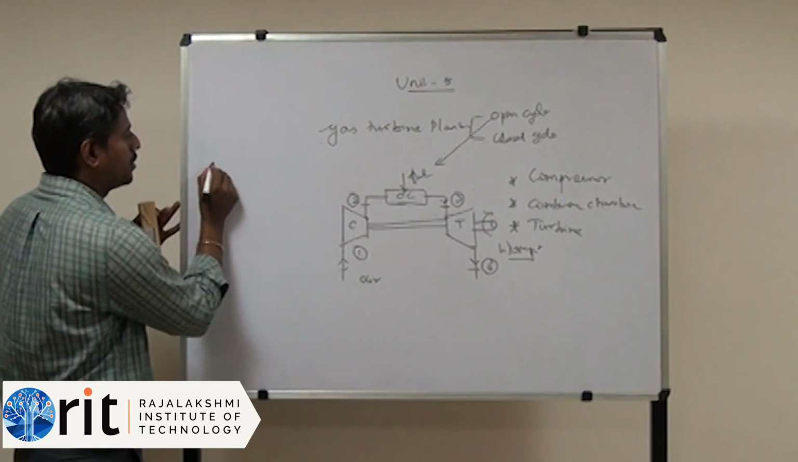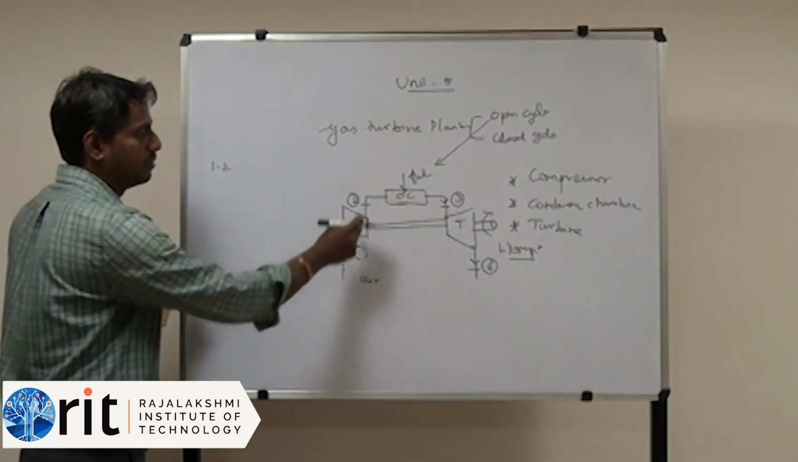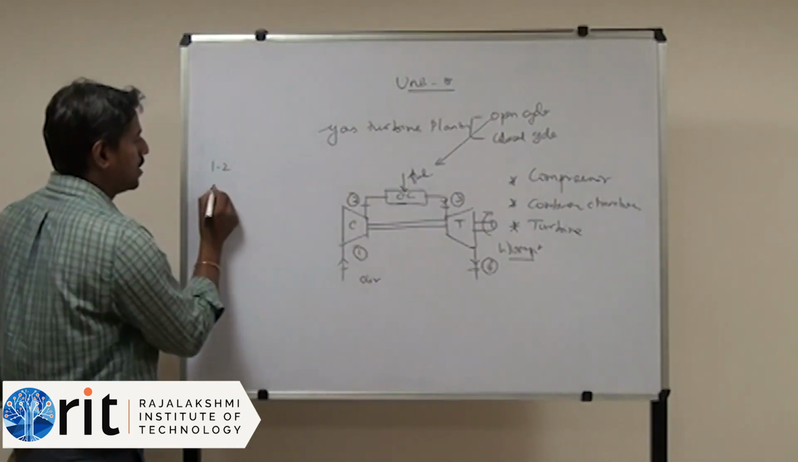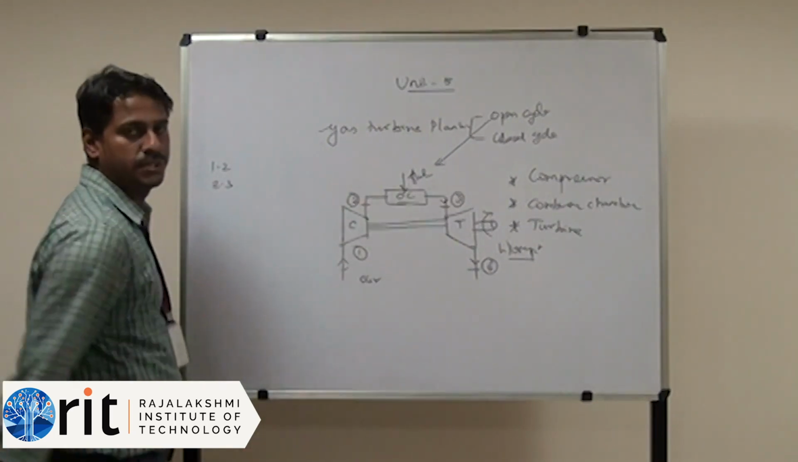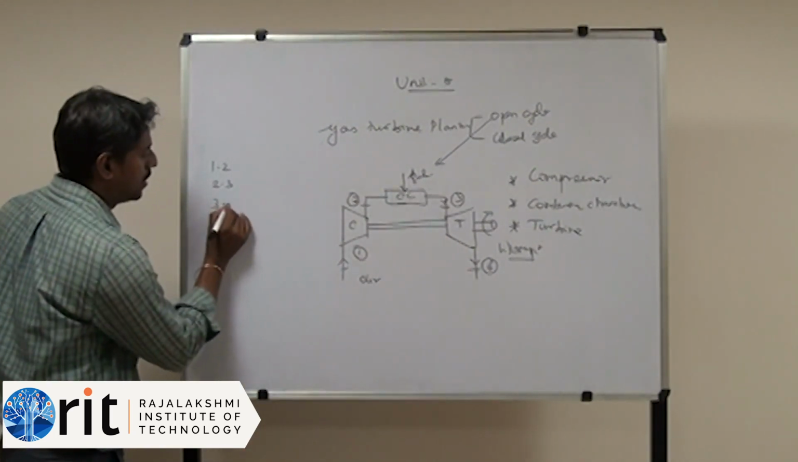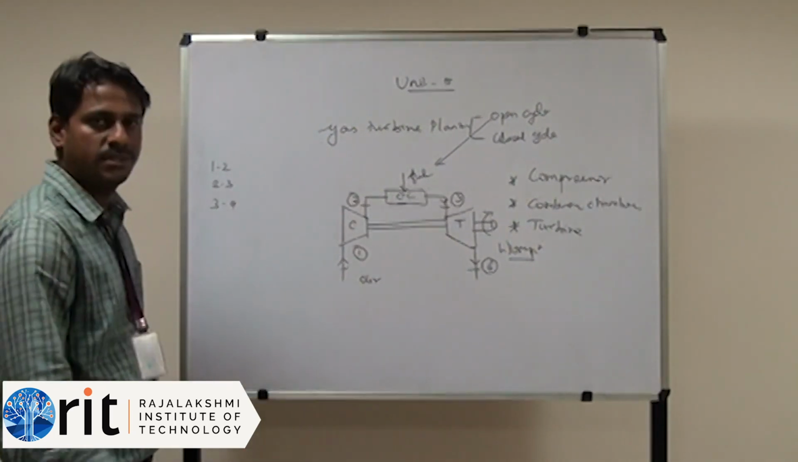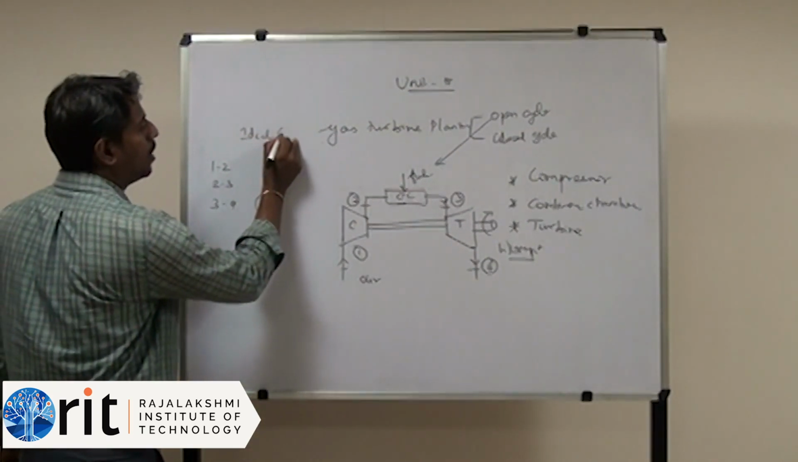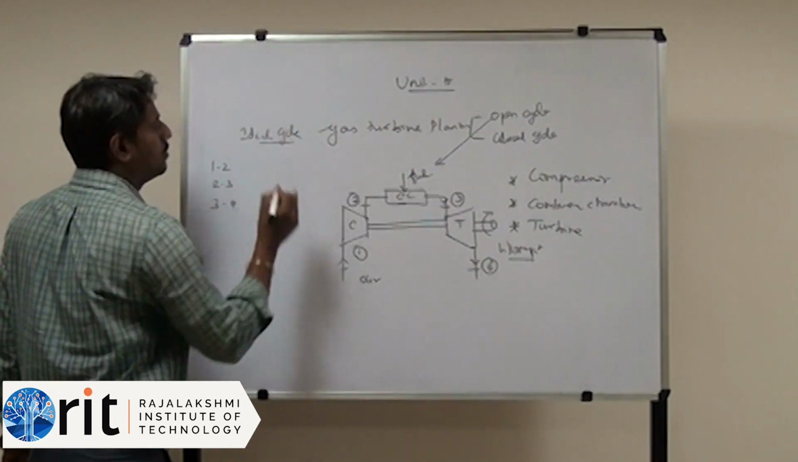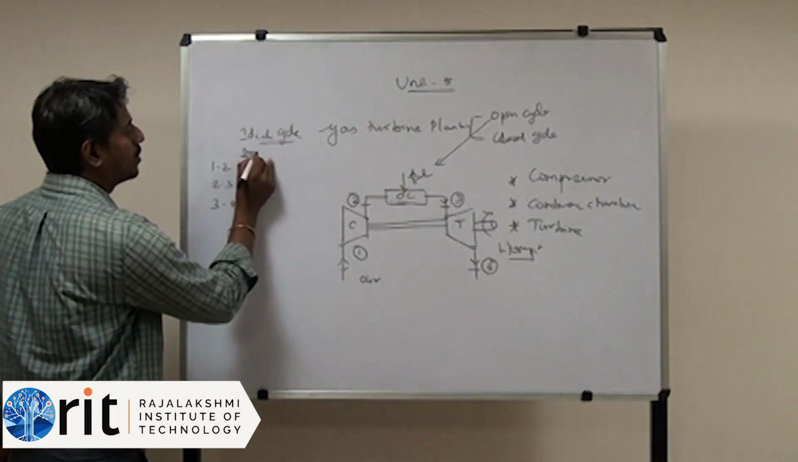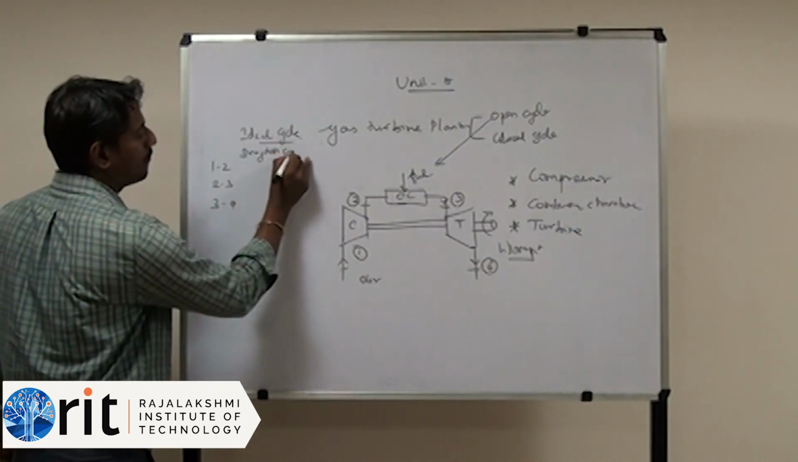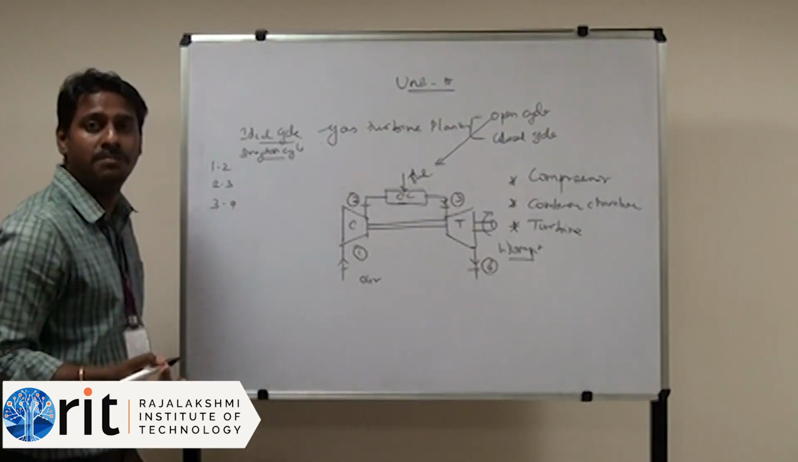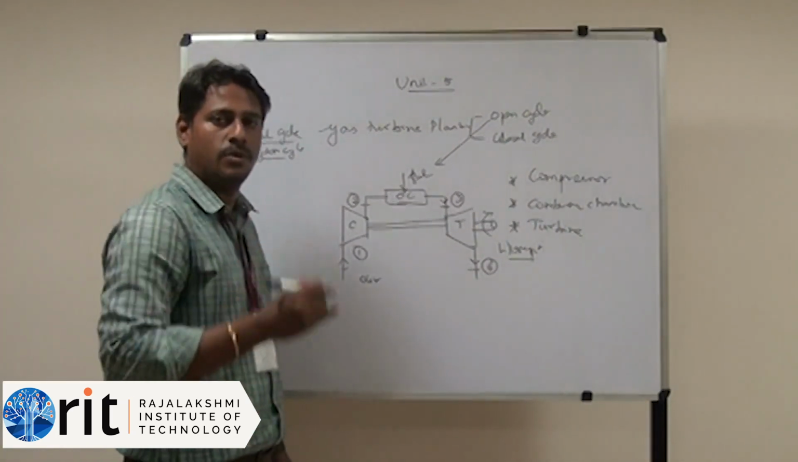So I am going to write it down here. 1 to 2, first process. 2 to 3, second process, and 3 to 4 is the third process. I am giving an idea about an ideal cycle which is called the Brayton cycle. But actually there will be some deviations. We will discuss about it, right?